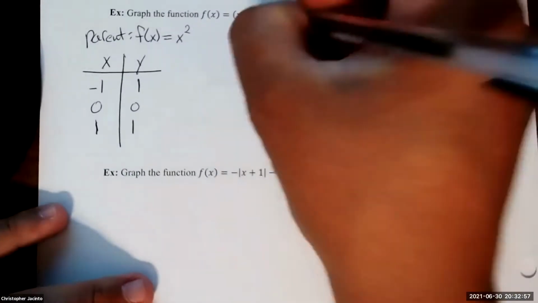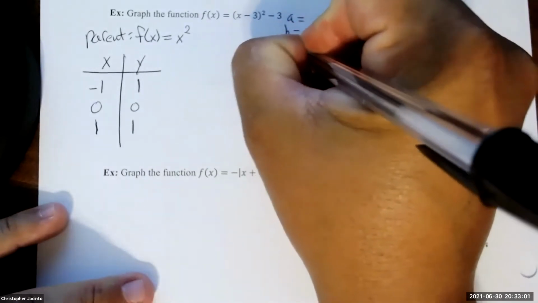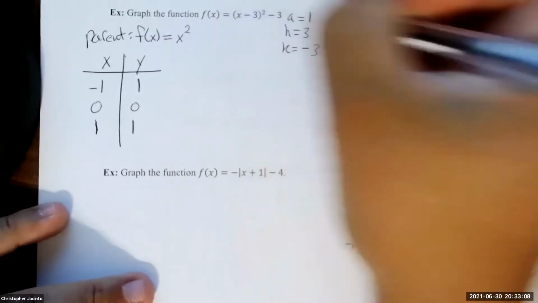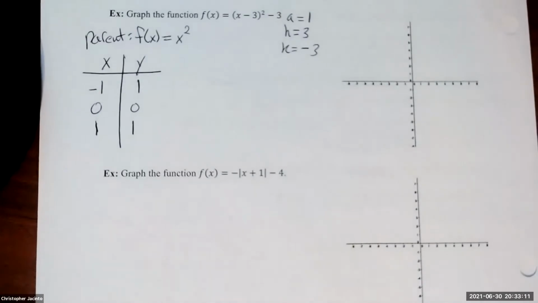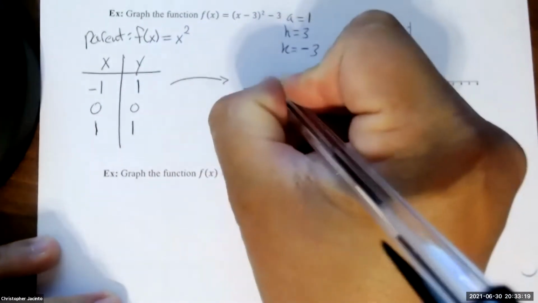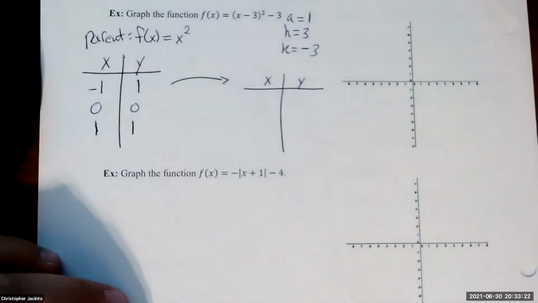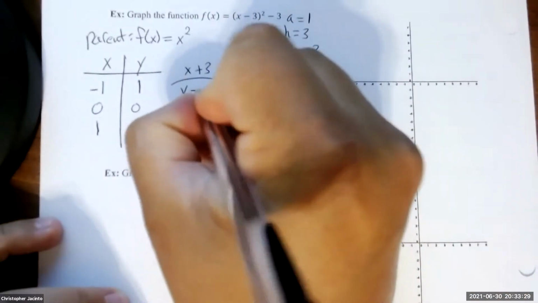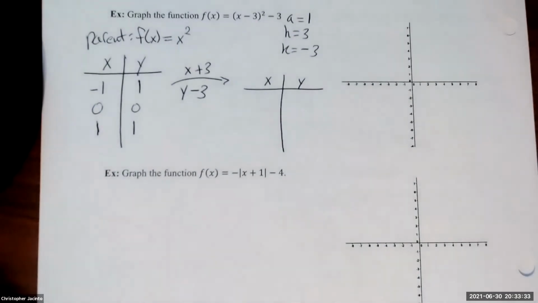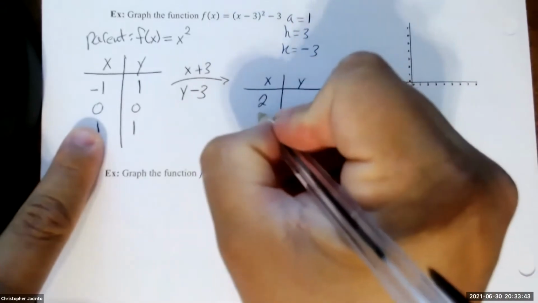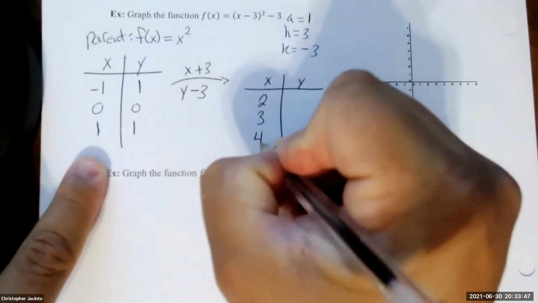Okay, and then find your A, H, and K. So A, again, is 1, H is +3, and K is -3, right? So everybody good there? Find your H and K's. Okay, all good. All right. And now it's going to be X plus the H, and now Y minus the K, so -3. All right, so now -1 plus 3 is 2. 0 plus 3 is 3. 1 plus 3 is 4.